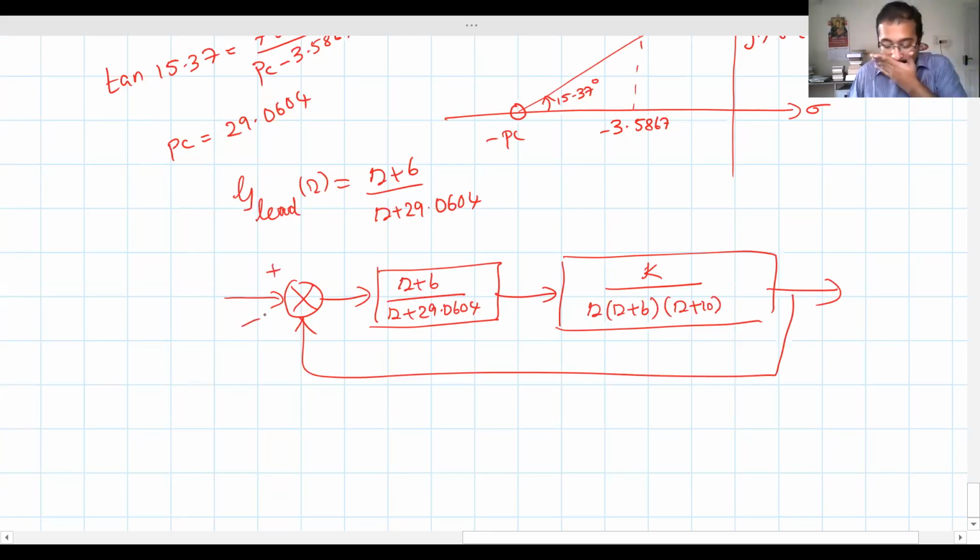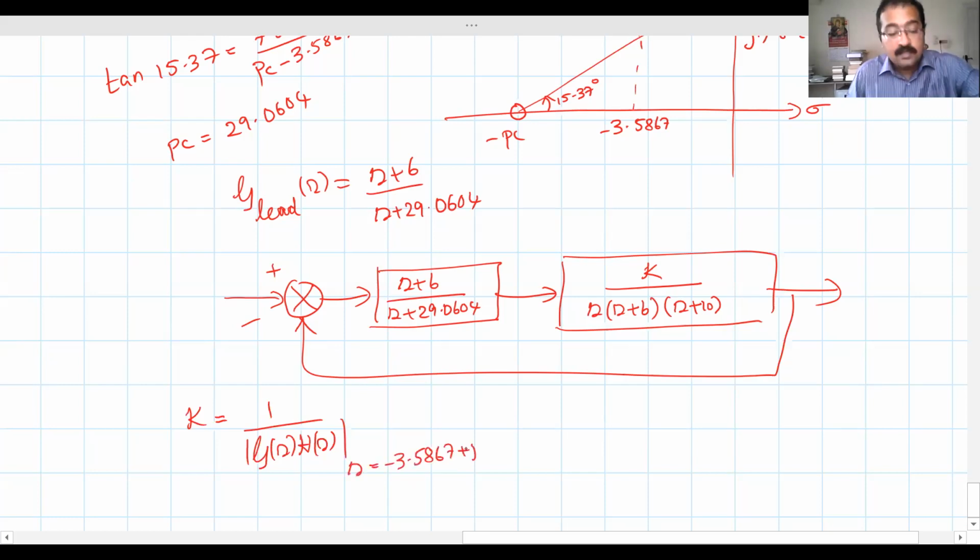Now we have to calculate the unknown value K. How will you find K? From the magnitude condition, 1 by mod G(s)H(s) at S equal to minus 3.5867 plus j 7.0023, the dominant pole. How much is that? If you do that, you will get 1973.587. Okay, so that is the K value.